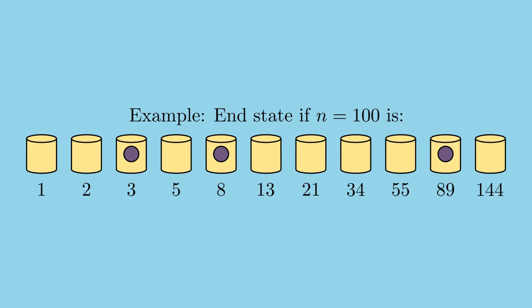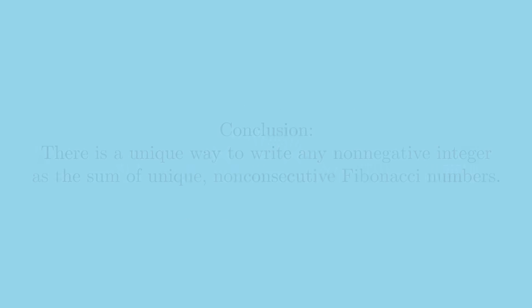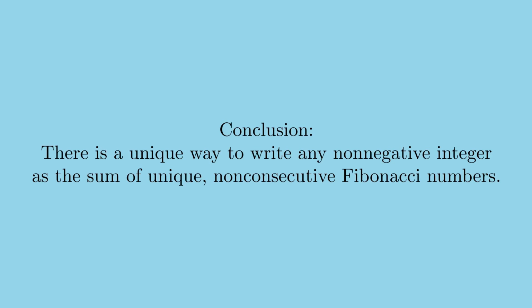So after playing this game, we've incidentally learned that 100 can be written as 3 plus 8 plus 89, which is the 4th Fibonacci number plus the 6th plus the 11th. And the generalization is obvious. There's always exactly one way to write any non-negative whole number as the sum of unique, non-consecutive Fibonacci numbers.